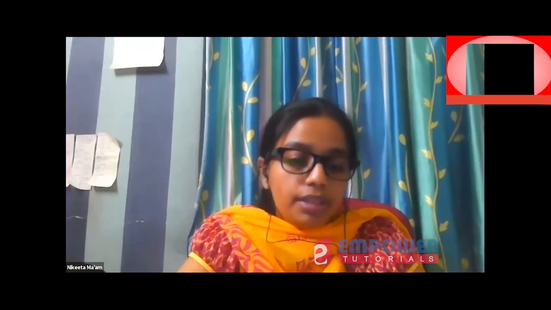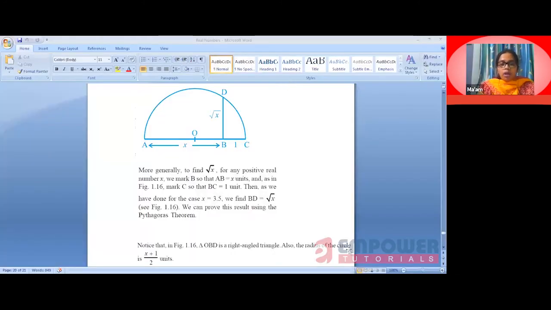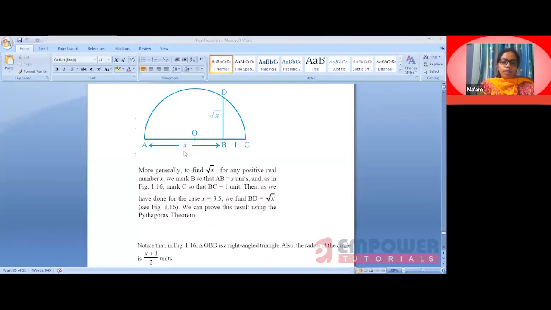How will you represent that number on the number line? Something like 3.5. Now I will discuss how to represent a number if it is in decimal form, how to represent that number. Root 3.5 on the number line.